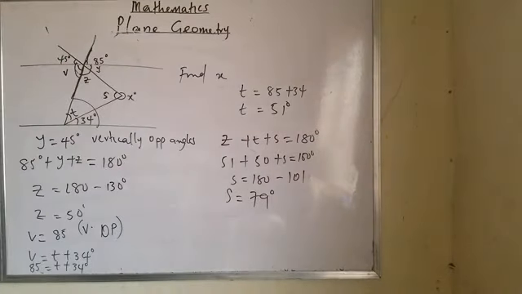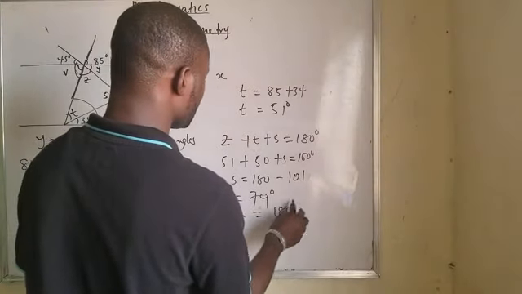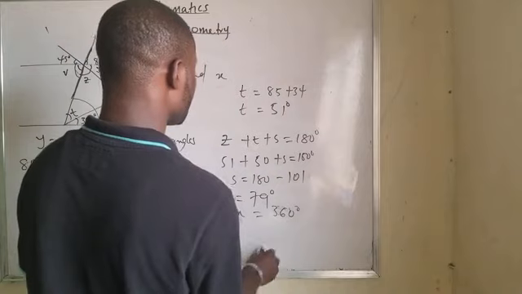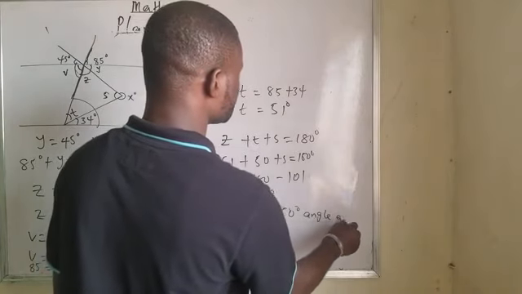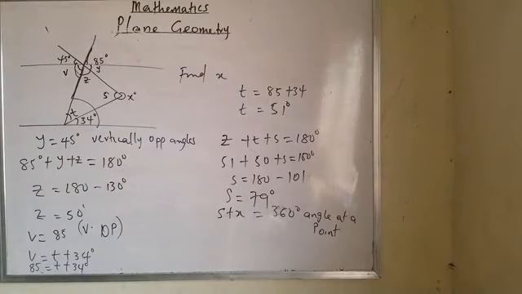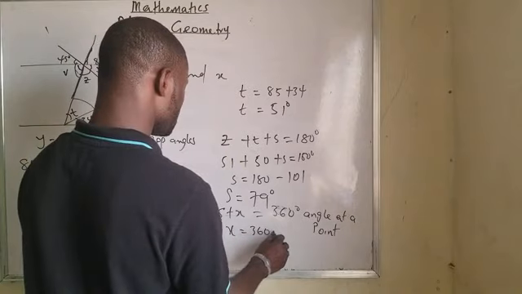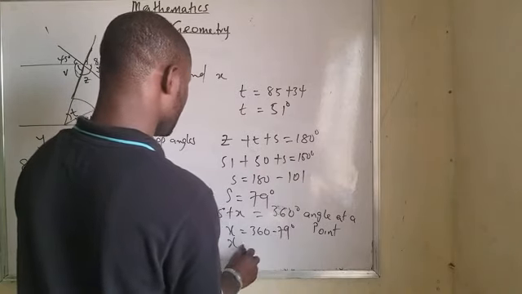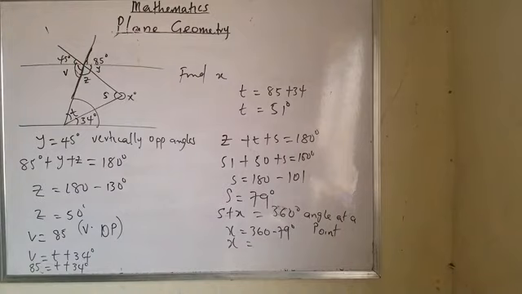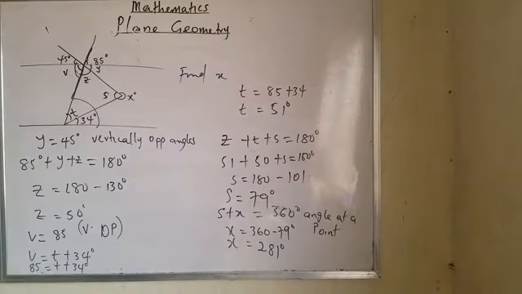Since I have that as 79 degrees, I can say that x plus s equals 360, which is angle at a point. Since I know angle at a point is equal to that, it means my s will be equal to 360 minus 79 degrees, which is 281 degrees. 281 degrees. That is what I'm looking for.